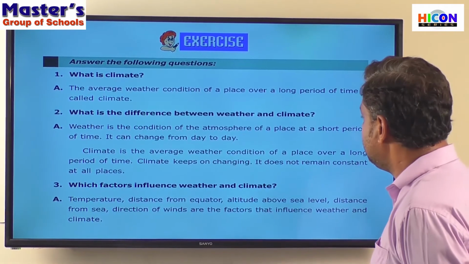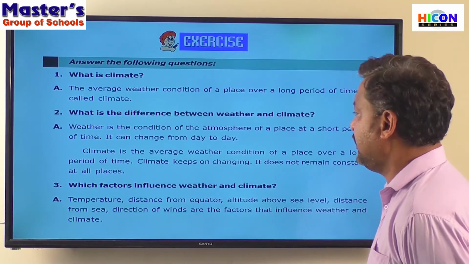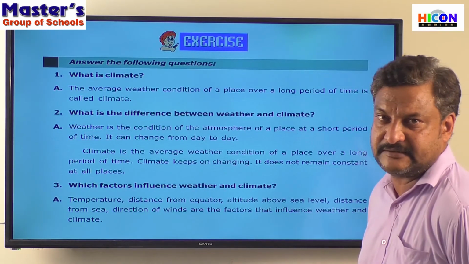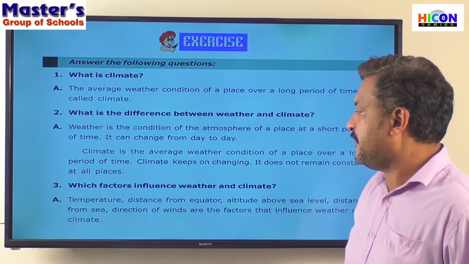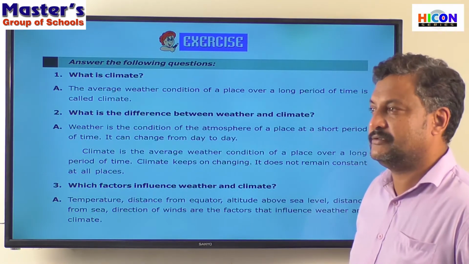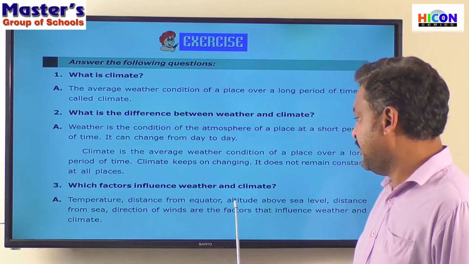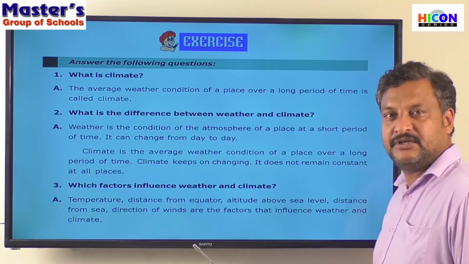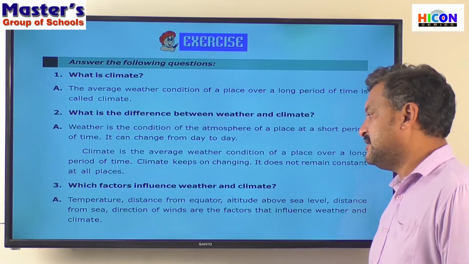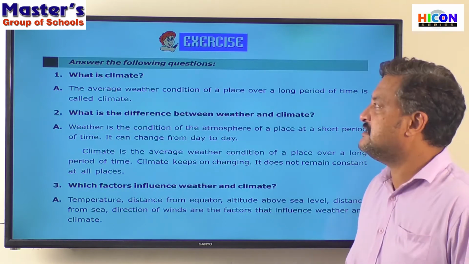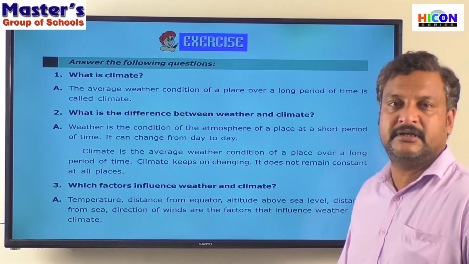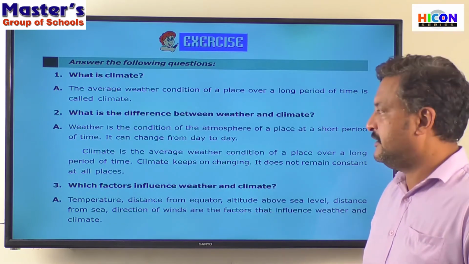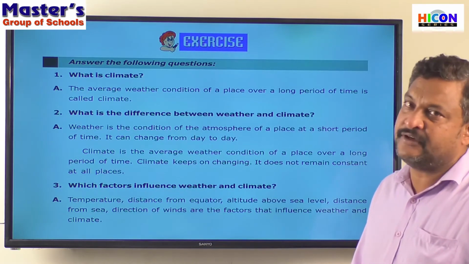Climate is the average weather condition of a place over a longer period of time. Climate keeps on changing. It does not remain constant at all places. Third question. Which factors influence weather and the climate? Temperature, distance from the equator, altitude above sea level, distance from the sea, direction of wind are the factors that influence weather and the climate. So these are the first 3 questions. I will keep the screen the same for another minute so that you can read them once yourselves, and then we will go on to the next set of questions.